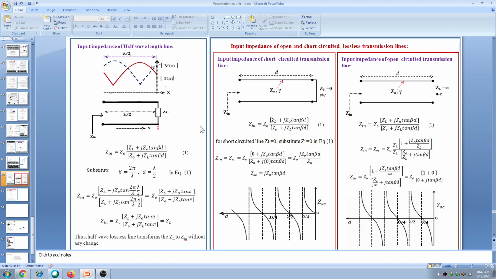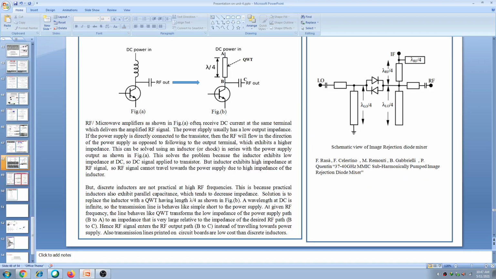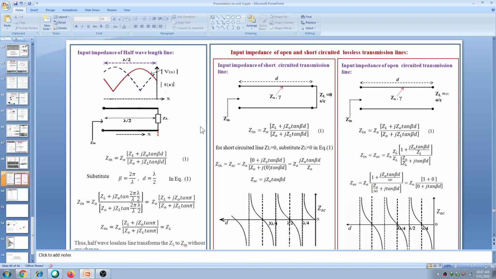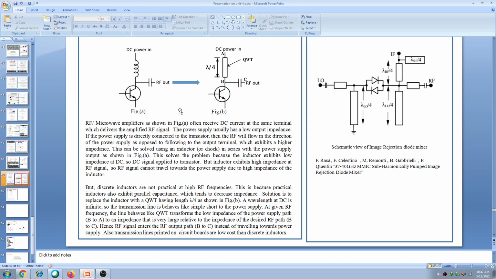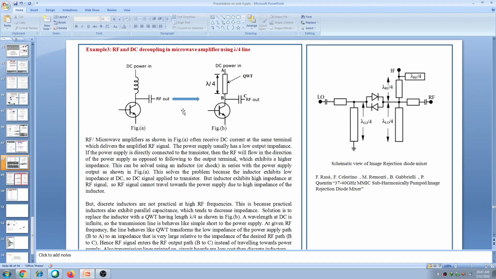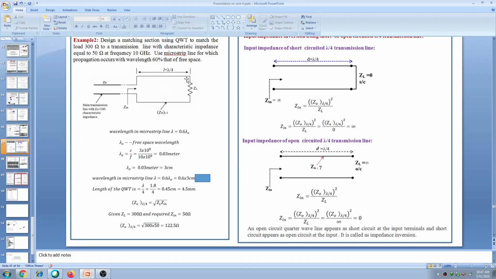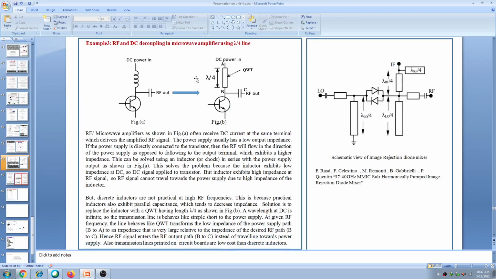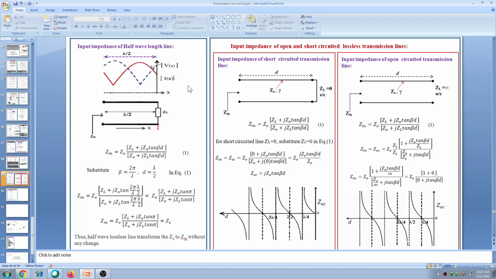Next we will see. That is about the lambda by 4 quarter wave line. Next, input impedance of a half wavelength line. See, till now we studied length of the line equal to lambda by 4. Instead of lambda by 4, if you take the length of the line equal to lambda by 2, what is the input impedance?